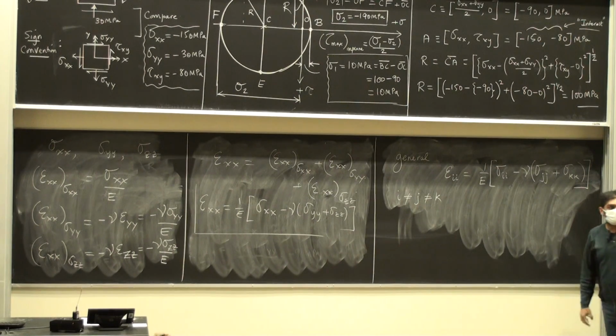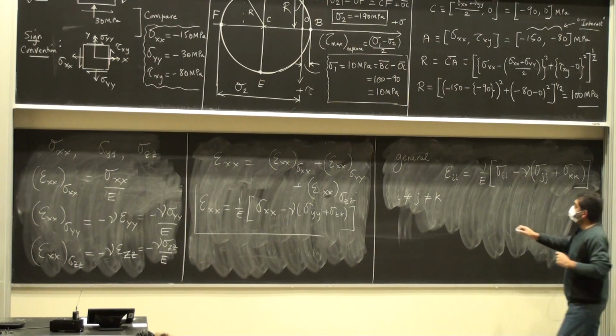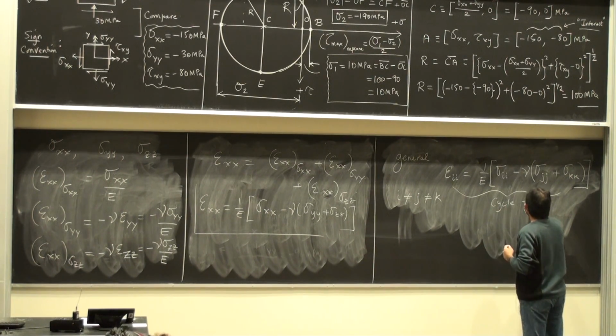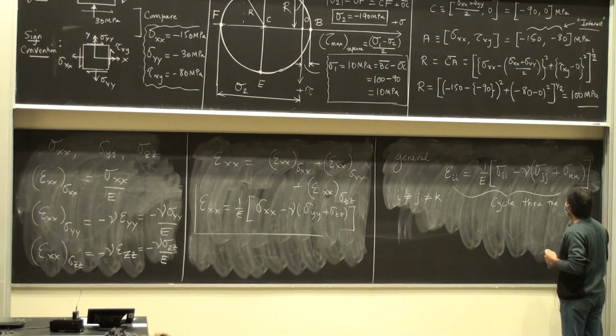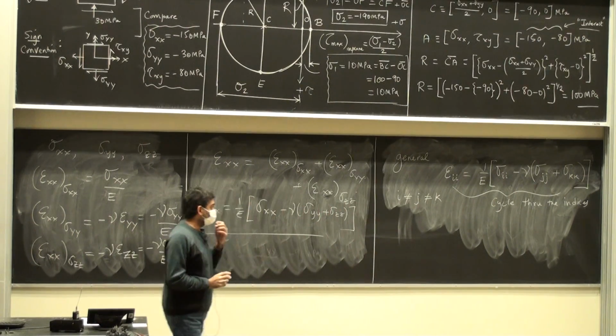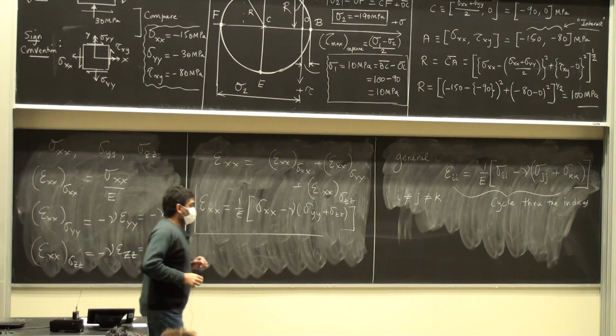Makes sense to everybody? I can choose i to be xx, j to be yy, and k to be zz, and I can keep cycling through these possibilities. Okay, and I can write epsilon jj as sigma jj minus the rest of them. Okay, so you can cycle through. The indices are the ones that are acting as a subscript.